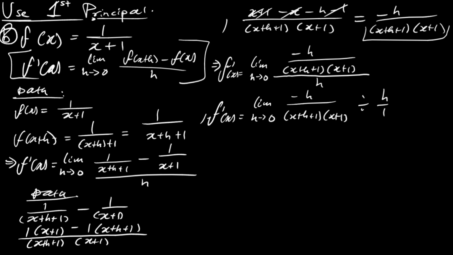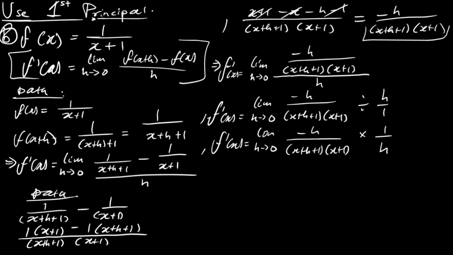Once we do that, we're just going to change division to multiplication, and you have f prime of x being equal to the limit as h approaches 0 of minus h over x plus h plus 1, then x plus 1, times 1 over h. So h there, h there, you remain with 1. So you have f prime of x being equal to the limit as h approaches 0 of minus 1 over x plus h plus 1, then x plus 1.